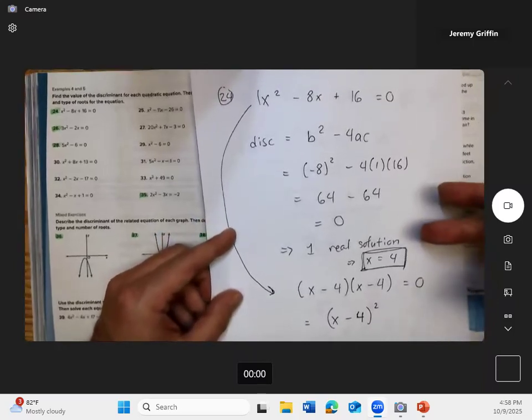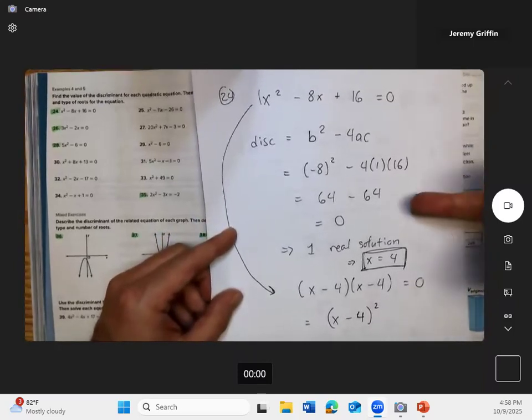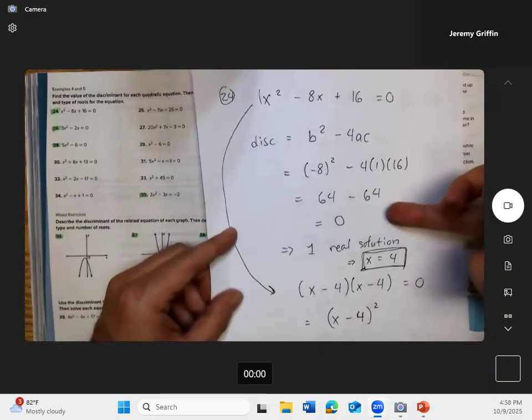But the idea of the section is from the discriminant, you can see how many solutions. Square root of 0 is just 0. That means you only get one value.